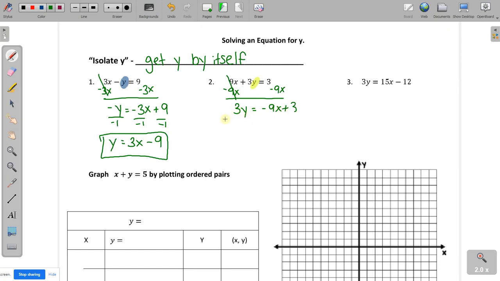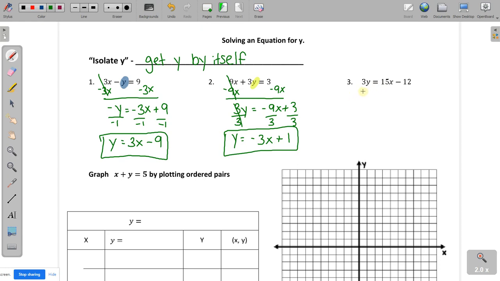y has a 3 attached, so that's being multiplied, so we're going to divide and do the opposite. So dividing everything by 3. So we get y to equal -9 divided by 3 is -3x, and 3 divided by 3 is 1. Now try this last one by yourself.